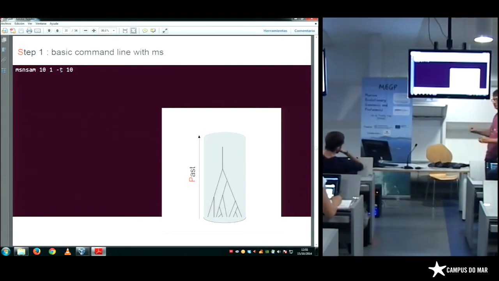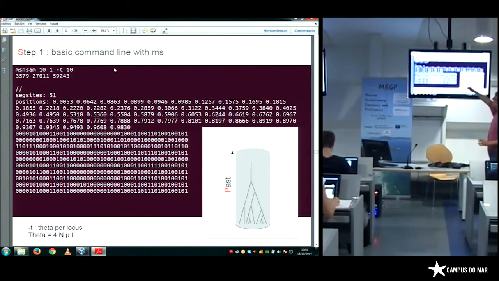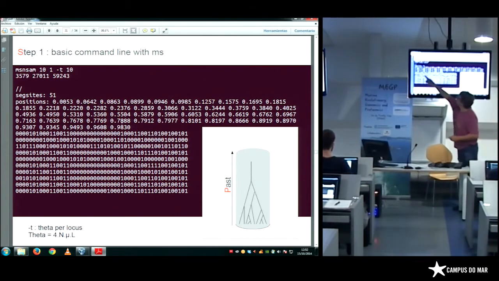So you do this, and you are going to obtain this result. So it gives you the number of segregating sites obtained in this simulation. Here it's 51. You have the position of the SNP and the sequence. The reason is that we are going to use simulation with recombination. So it's between 0 and 1. It's a proportion of the sequence.